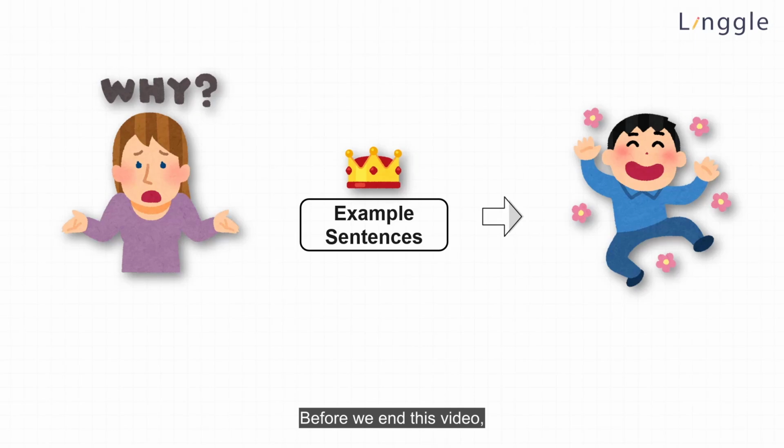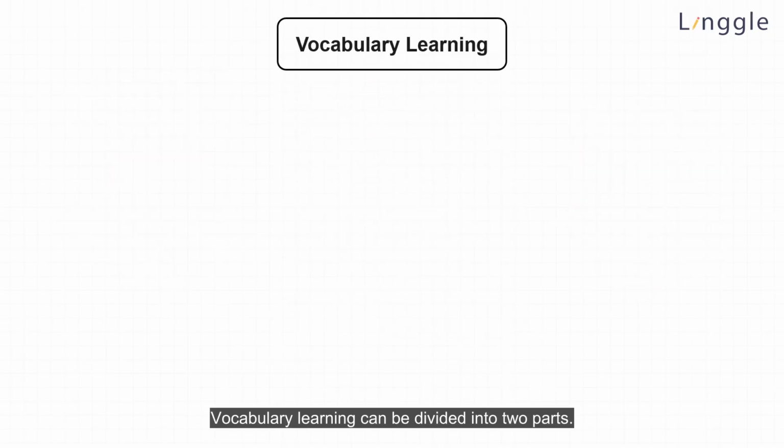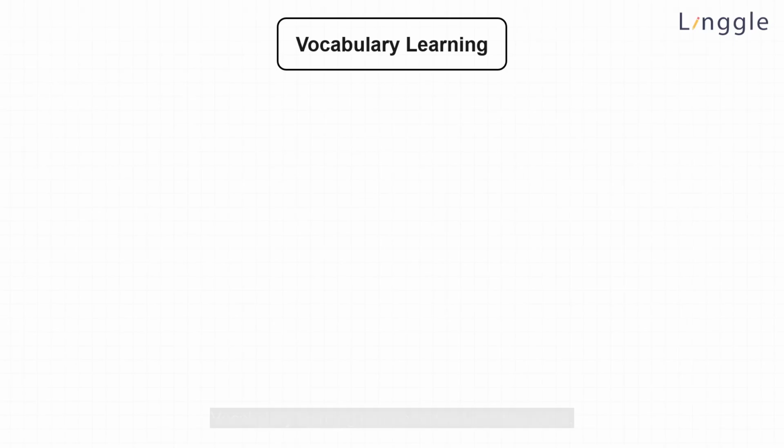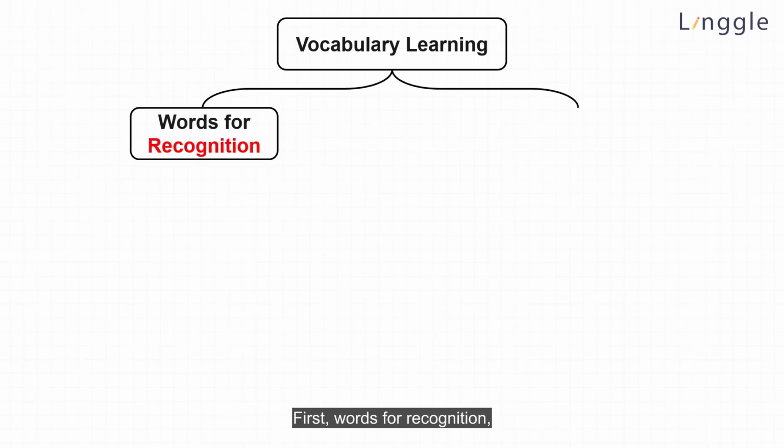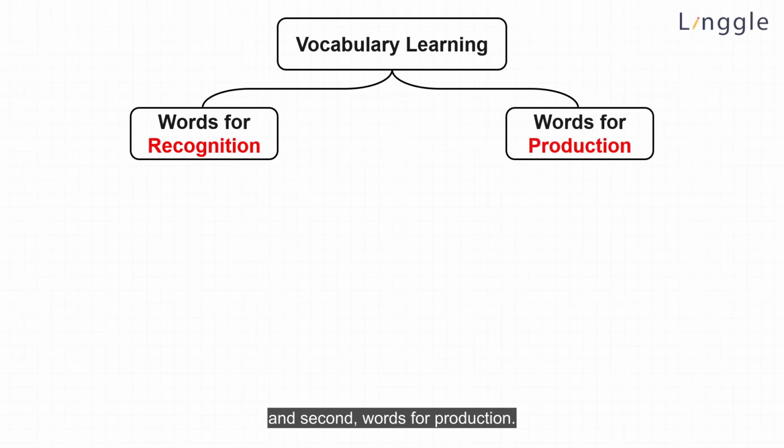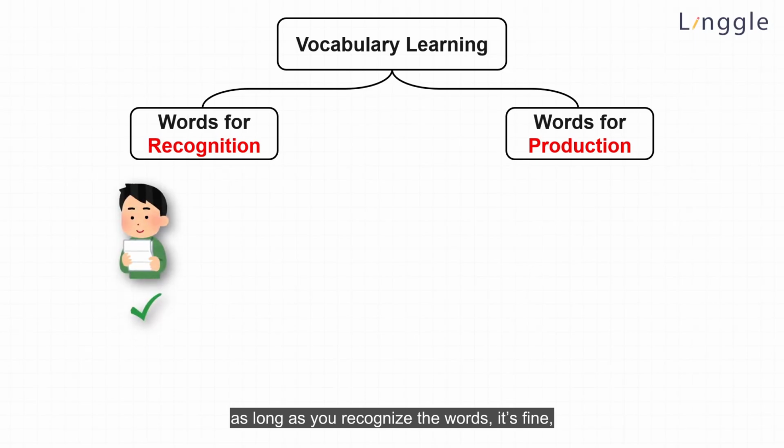Before we end this video, let's talk a little bit about vocabulary learning and vocabulary knowledge. Vocabulary learning can be divided into 2 parts. First, words for recognition, and second, words for production. Words for recognition means that as long as you recognize the words, it's fine. You might know their meaning.